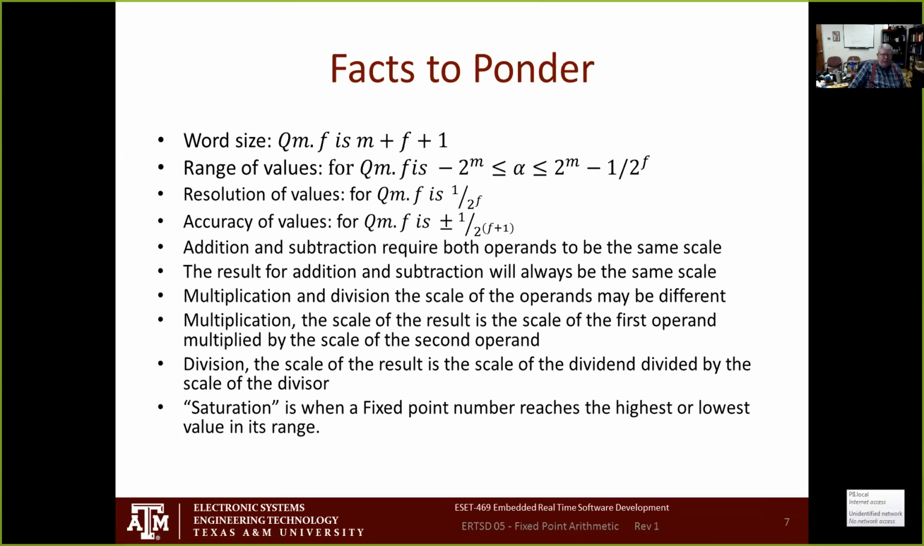Okay. The resolution of values. So this is basically what a 1 counts as, is 1 over 2 to the f. The accuracy that you can represent with one of these fixed point values is always going to be basically plus or minus half of a bit. That's the accuracy.